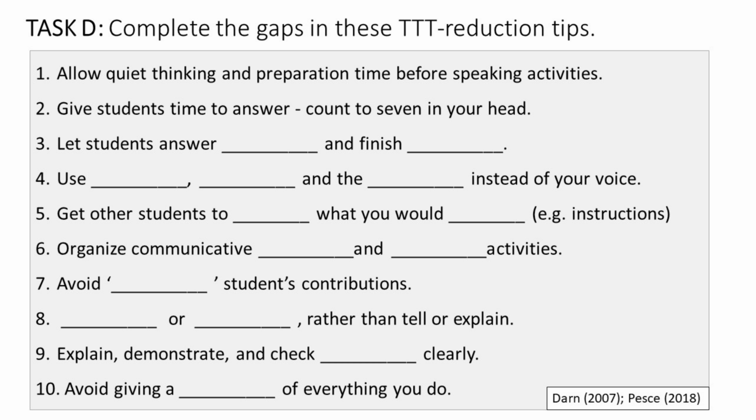So number 2, give students time to answer. Count to 7 in your head. Now 7 is an arbitrary number, 7 seconds, 10 seconds, something like that. I think it's very tempting for us to jump in and answer or move on if a student is unable to answer very, very quickly to a question.